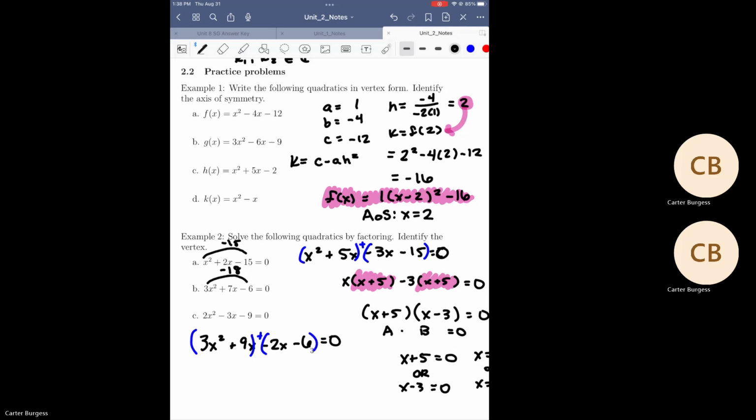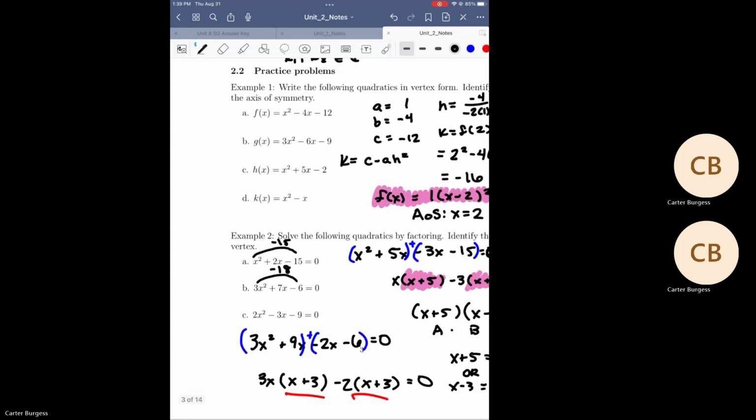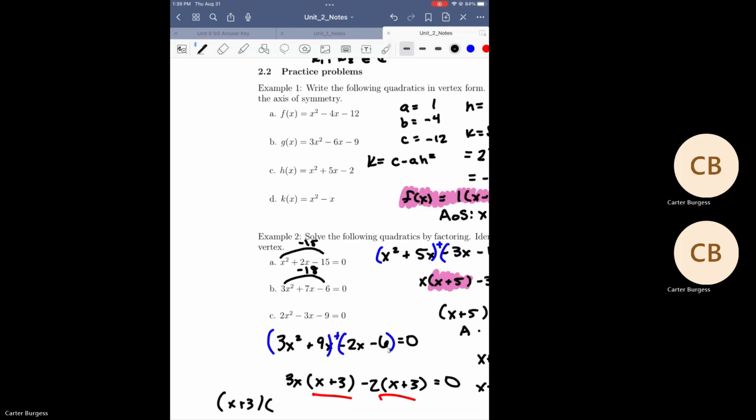We GCF factor. In this case, the GCF of my first group is 3x, leaving behind an x plus 3, and the GCF of my second group, negative 2, leaving behind an x plus 3. And factoring out that x plus 3 shared factor to the front, we end up with x plus 3 times 3x minus 2 equals 0. And from there, it's the exact same thing. You set them both equal to 0, solve for x, and so on.